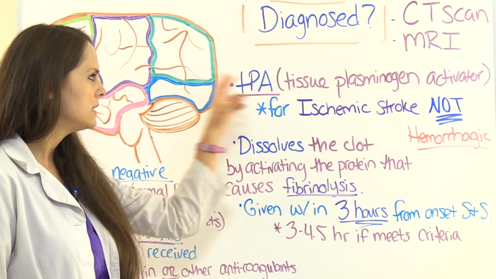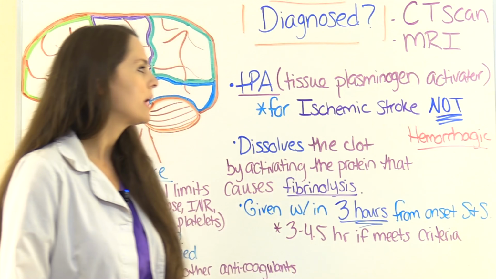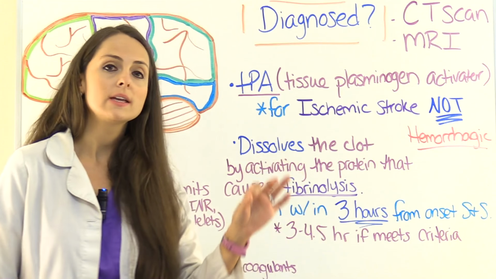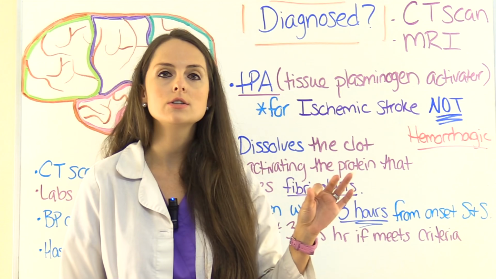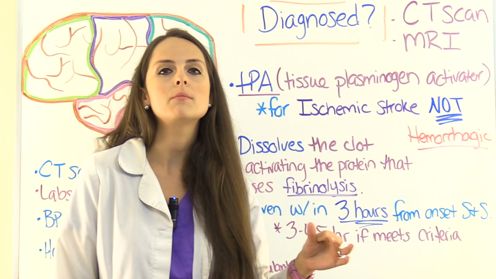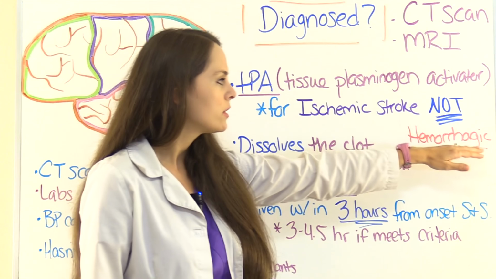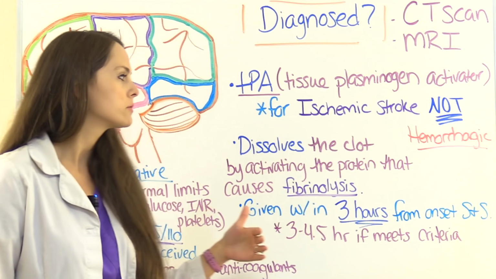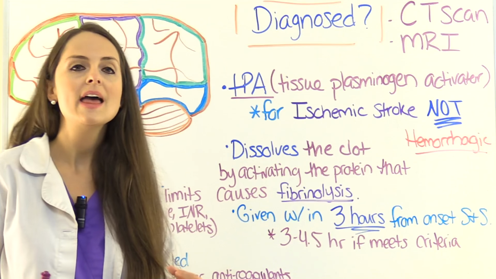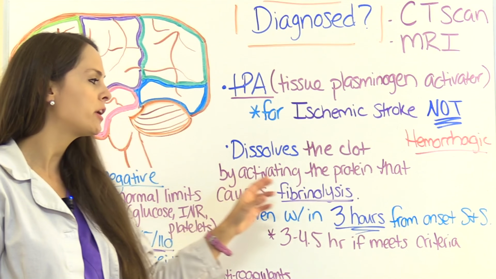So let's talk about tPA. This is tissue plasminogen activator, and this is used only for ischemic strokes. So again, those were the type of strokes that were caused from a clot of some type that's maybe broke off from the heart or is formed in the brain, and it's stopping blood flow to a certain area of the brain. It is not for hemorrhagic type strokes. So how does this medication work? It works by dissolving the clot that is found within that vessel by activating the protein that causes fibrinolysis.